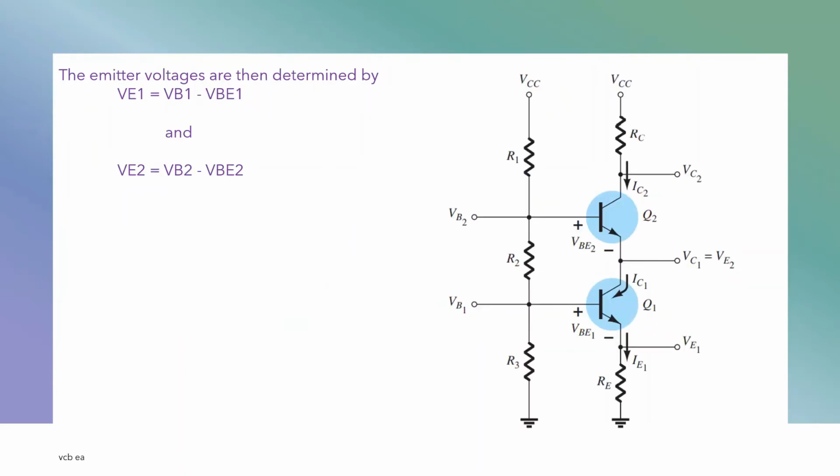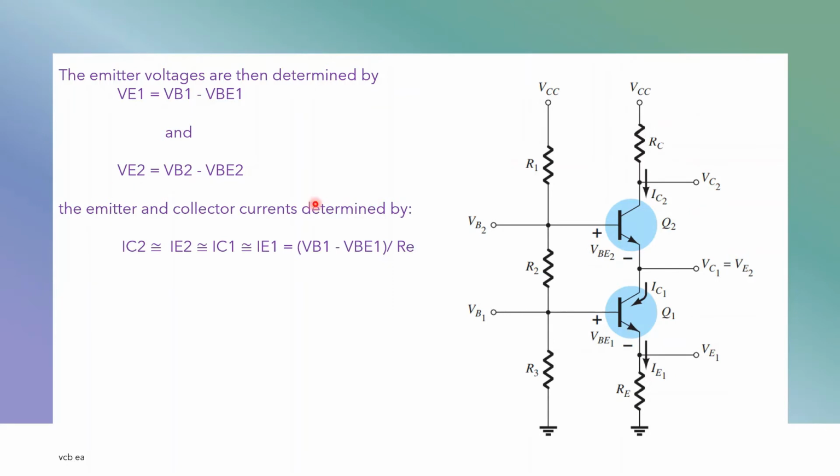Now, we will try to find the emitter voltages of both the transistors. We know the value of VB2 and also the value of VB1. We know that VBE1 means VB1 minus VE1, and based on that equation, we will obtain VE1 as VB1 minus VBE1 and VE2 as VB2 minus VBE2.